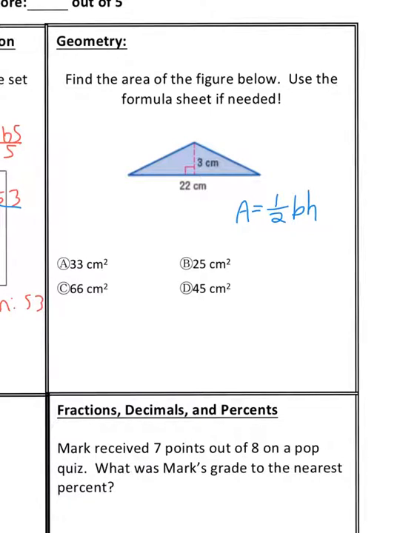In step 2, I'm going to substitute the numbers in for the base and the height. So I have half times the base, which is 22, times the height, which is 3. Finally, step 3, all you have to do is multiply half times 22 times 3. You could type it in a calculator, or if you were doing mental math, half of 22 is 11, and 11 times 3 is 33. If you had it, give yourself a C.